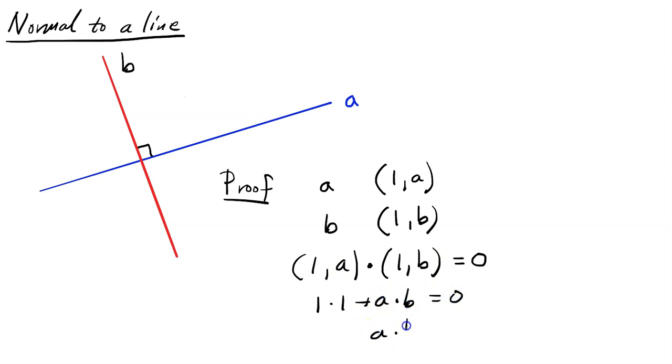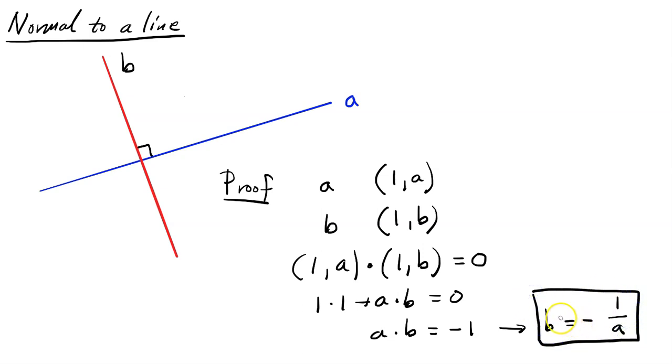Then we have a times b is equal to minus 1. But this just gives us that b is equal to minus 1 over a. And that was what we wanted to prove. And if this is equal to that, then we know that the directional vector for this one is (1, b). So that must be (1, minus 1 over a).